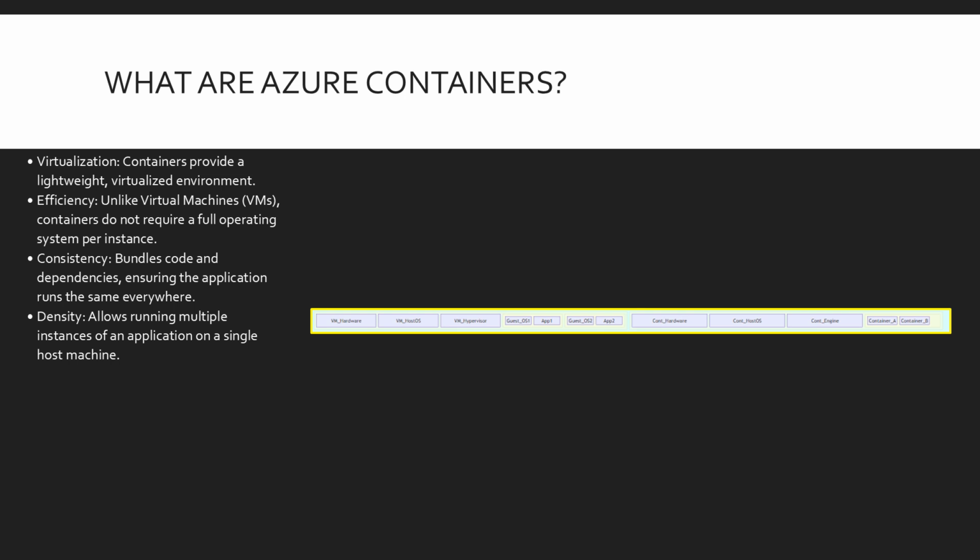This visual comparison highlights the efficiency of containers. On the left, the VM stack requires a hypervisor and a full guest OS for every single application, creating significant overhead. On the right, the container stack shows a more streamlined approach. A single host OS and container engine support multiple containers, A and B. This shared kernel architecture demonstrates why containers are faster to start and require fewer resources than their VM counterparts.